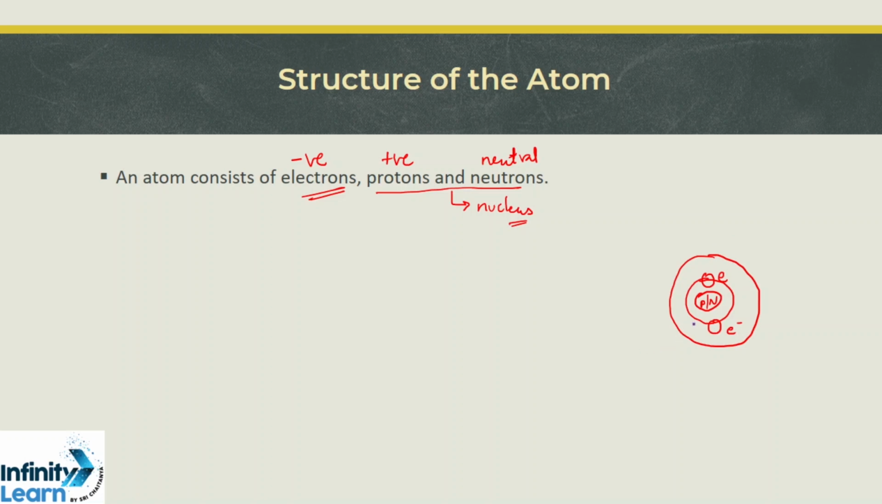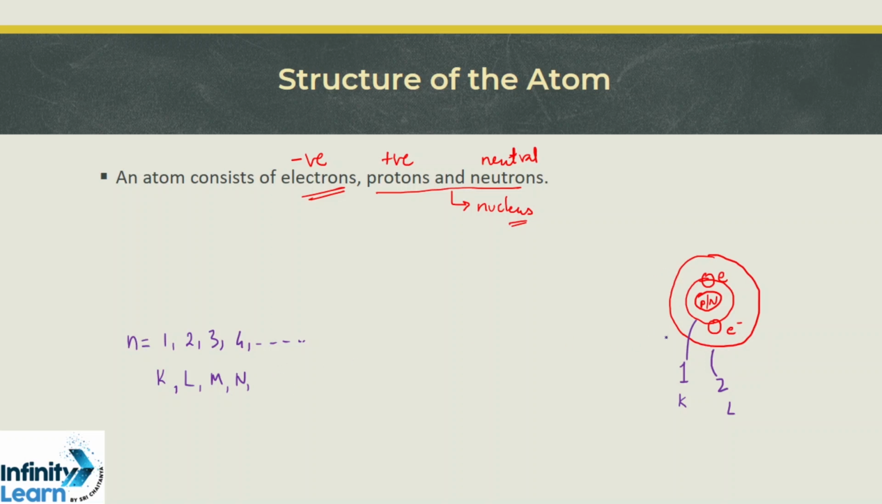Now these orbits can be numbered as orbit number 1, orbit number 2, or they are also labeled with alphabets as K, L, M and so on. So we can have orbit numbers as 1, 2, 3, 4 and so on, and we can also label them as K, L, M, N and so on.